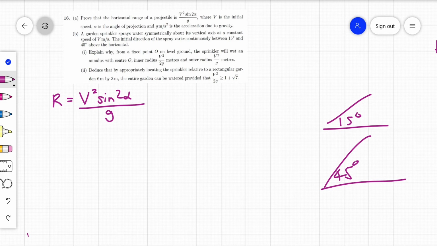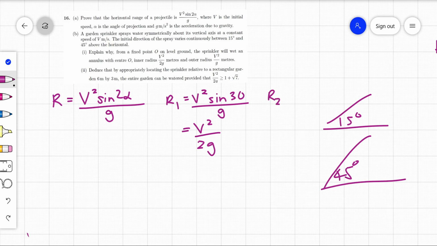If I'm putting in, let's say R1 here, 15 degrees, I'm going to get v squared sin 2 lots of 15, so 30, on g, and we know sin 30 is a half, so that's going to be v squared on 2g. If I look at R2 for the 45 degrees, I've got v squared sin 2 lots of 45, which is 90, on g, and we know sin 90 is 1, so we just get v squared on g. So you can see that R1 is half of R2 because of that 2 there.